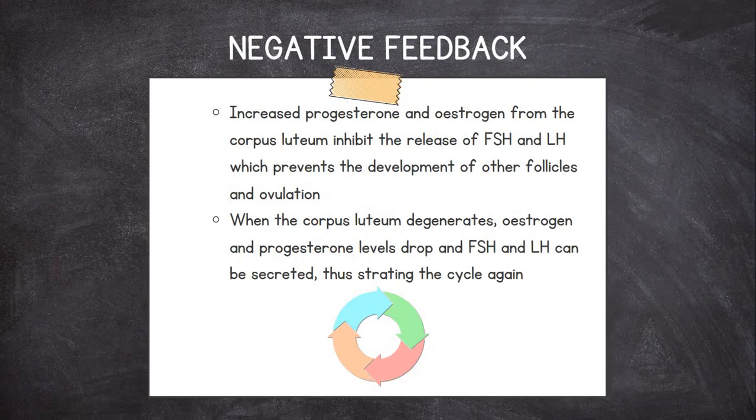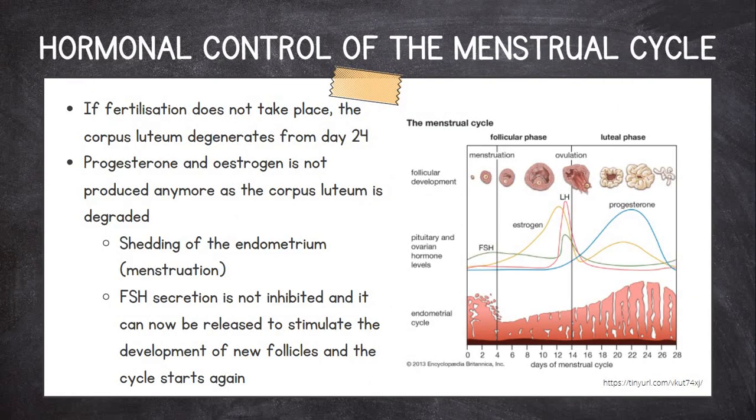And then when the corpus luteum degenerates, estrogen and progesterone levels drop, and FSH and LH can be secreted again to start the cycle all over again. Okay, so as these drop, your progesterone and your estrogen levels drop, your FSH and LH will increase again to start the cycle from the top. Okay, and then that is it for this lesson.